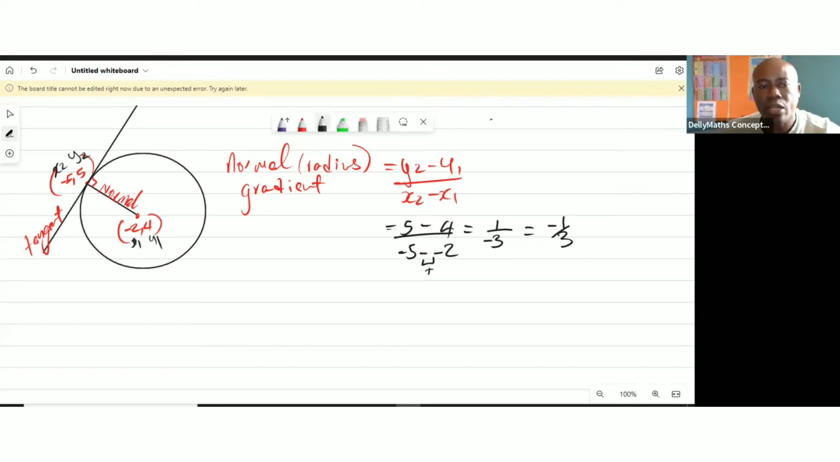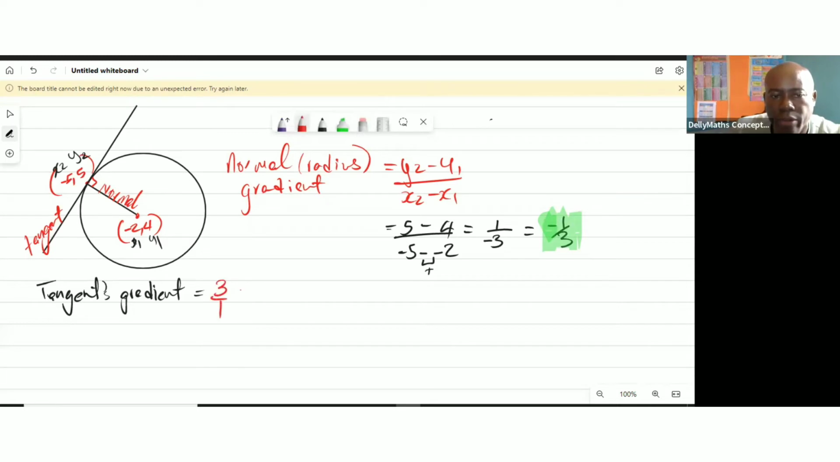Now, if I'm going to be dealing with the tangent, so let us look now. The tangent's gradient, remember the tangent is at right angle, which means that it is perpendicular. It's going to be the negative reciprocal of -1/3. So the negative reciprocal of that is going to be +3/1, which we just classify as 3. Remember that when lines are perpendicular, one gradient is the negative reciprocal of the other. So now we have a gradient for the tangent, which is 3, and then we have a point that it passes through.